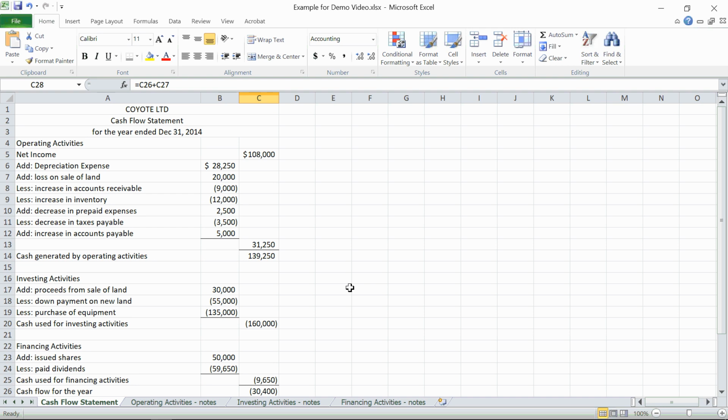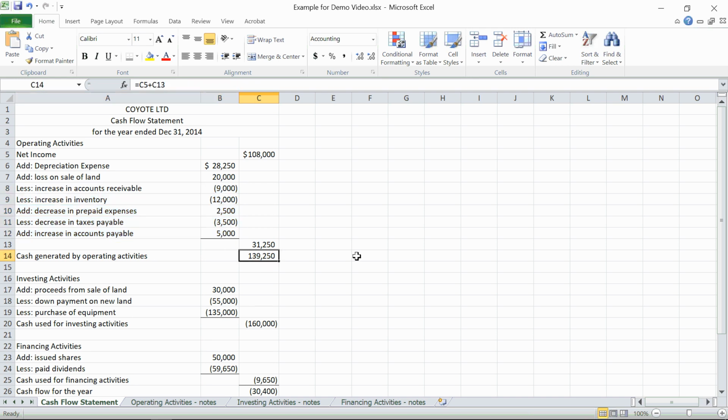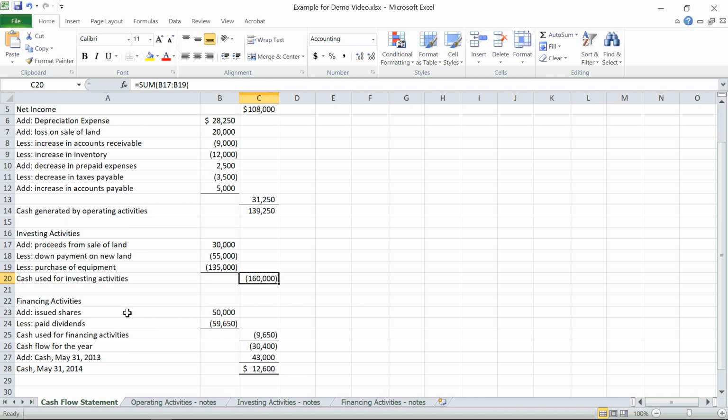So the steps in completing a cash flow statement are: begin with your net income, take out the effects of non-cash items, analyze your current assets and current liabilities, calculate cash from operating activities, analyze the changes in your long-term assets to calculate cash from investing activities, calculate the effects of changes in your long-term liabilities and your shareholders' equity accounts, including checking whether or not you've paid dividends, to calculate your cash for financing activities, then add together operating, investing, and financing activities to calculate cash flow for the year, add your beginning cash, and hope it results in ending cash.